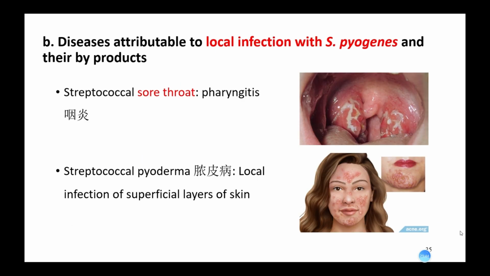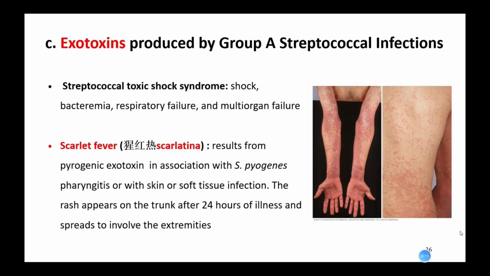The second type of disease is due to the local infection by the bacteria and their byproducts, such as the streptococcal sore throat, pharyngitis, so this inflammation in the throat, and also the skin infection, streptococcal pyoderma. It's a local infection of the superficial layer of the skin. It's a local infection.